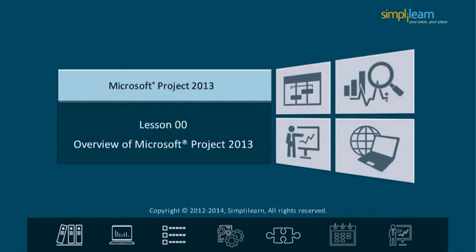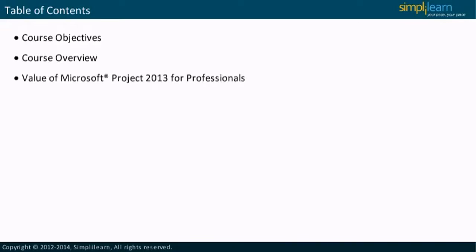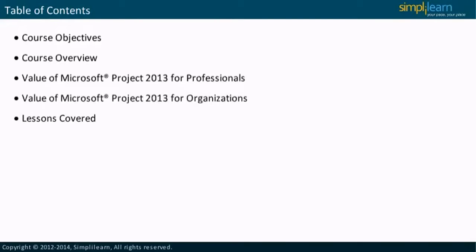Let us look into the table of contents in the next slide. We will start with the course objectives. These describe what you will be able to do by the end of the course. Next, the Microsoft Project 2013 course overview will be discussed, which gives you a strategic understanding of the course. Next, the value of Microsoft Project 2013 to professionals as well as to organizations is discussed in detail, and the lessons covered in this course are listed. Exam pattern, including the type of questions that appear in the exam, will be covered next. Lastly, to help gain advanced knowledge in Microsoft Project 2013, other sources of information are also listed. Let us begin with the course objectives in the subsequent slide.